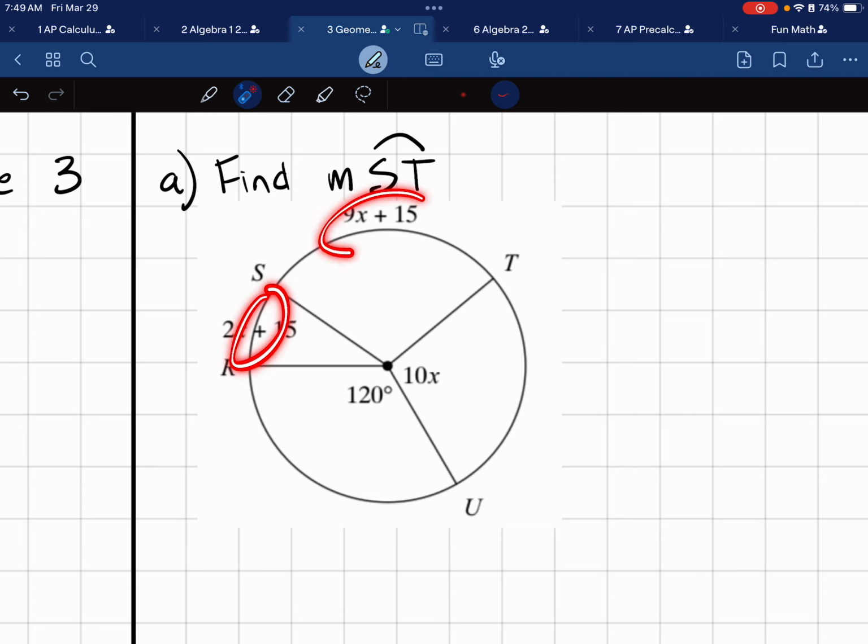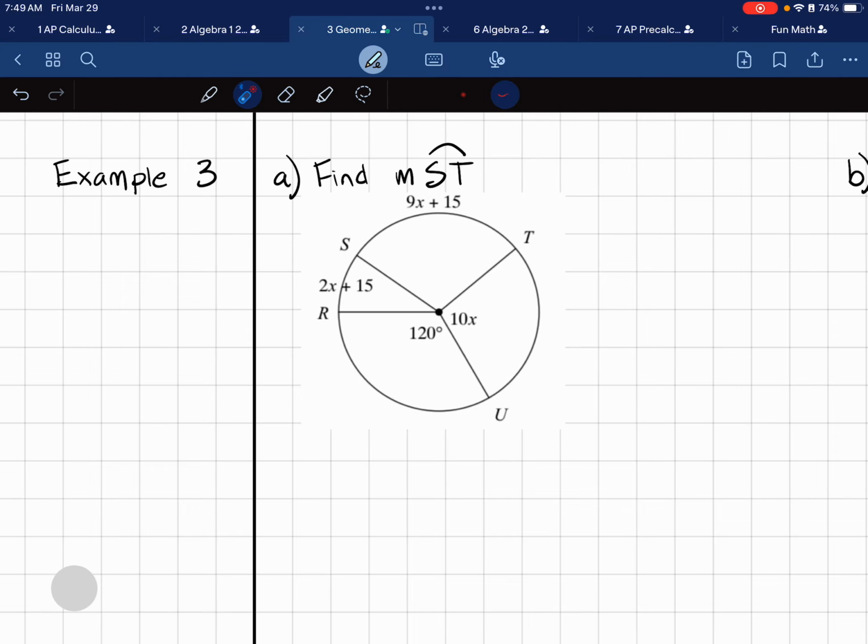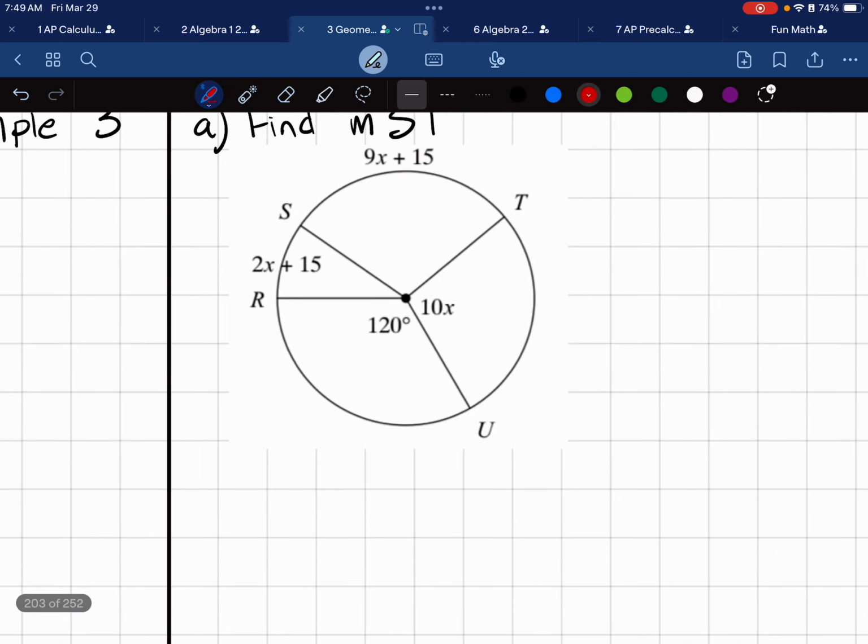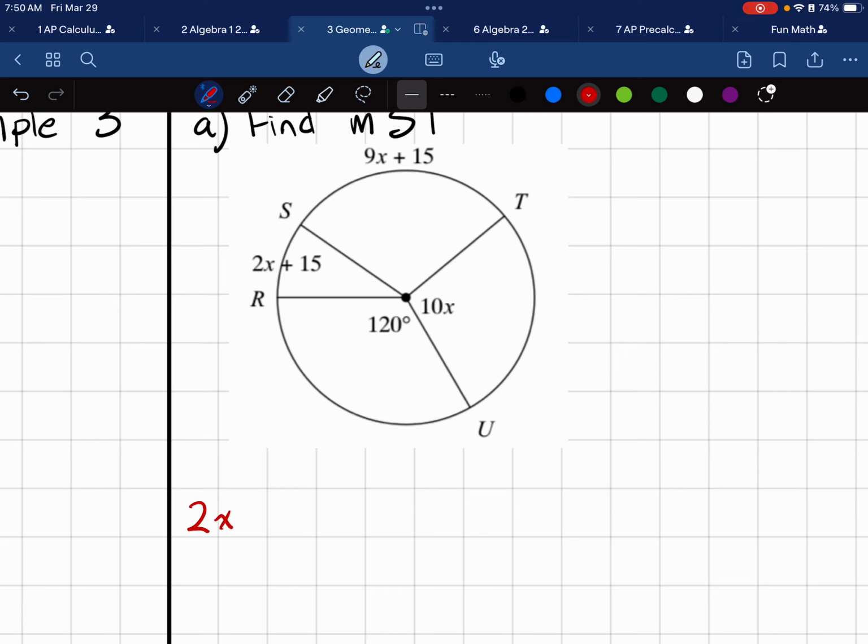Well, I have an arc measure, and an angle, and an angle. Again, arc measures are the same thing. So this is really this angle down here, and this angle right here. All of these angles should add up to 360. So what I'm going to do is say this plus this plus this plus this adds up to 360. Here we go. I'm going to say 2x plus 15 plus 9x plus 15 plus 10x plus 120. All of that should add up to 360 degrees.